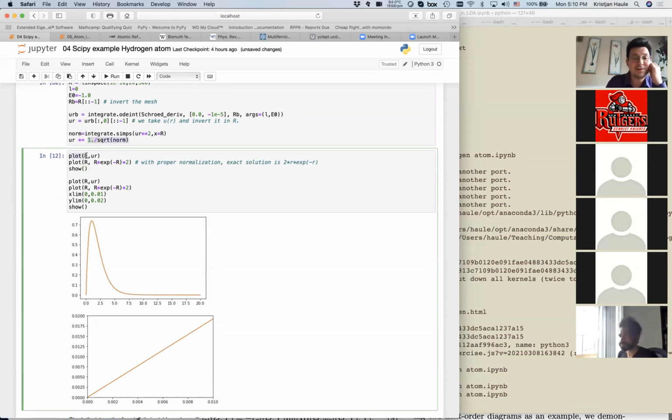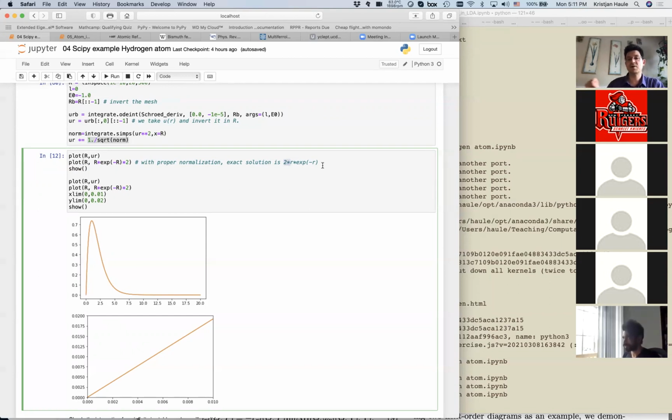So I'm going to plot simply R, UR, of course. So we're plotting the solution of the Schrodinger equation. We also know the exact solution of the Schrodinger equation from the known analytic solution. And in this case, the analytic solution is actually 2r e to the minus r. So this 2 comes from proper normalization. Before we used r, but now we use 2r because we normalize the function correctly. So it should go as 2r e to the minus r. And we are plotting these two together. And, well, look at this plot. They're exactly on top of each other.